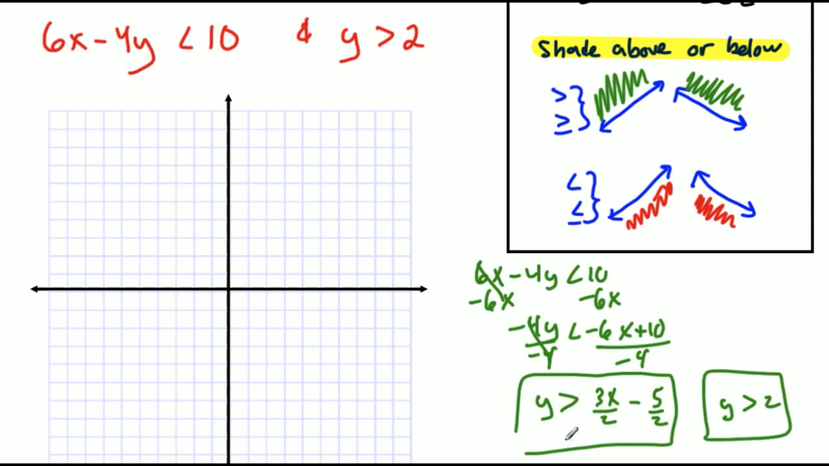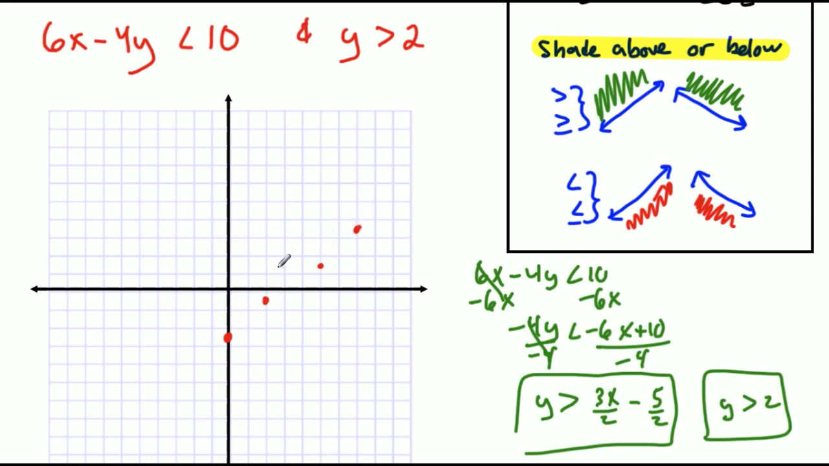Okay, so let's graph the first one. We have a y-intercept of negative 5 halves, so that's negative 2.5. So 1, 2, and then 0.5 right here. And we have a slope of 3 over 2, so we're going to go up 3 over 2. Up 3 over 2. I'm going to make all my points here.